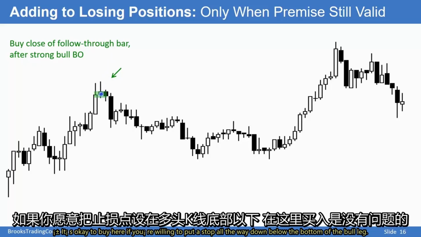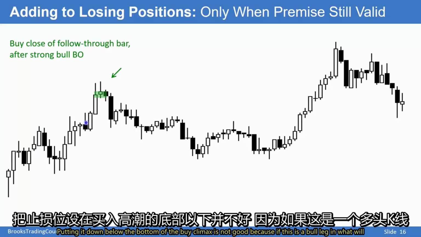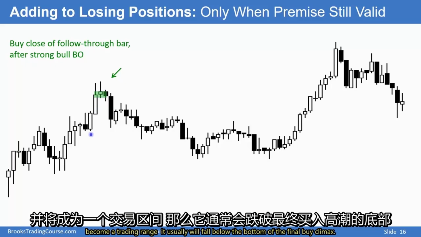It's okay to buy here if you're willing to put a stop all the way down below the bottom of the bull leg. Putting it down below the bottom of the buy climax is not good, because if this is a bull leg and what will become a trading range, it usually will fall below the bottom of the final buy climax.